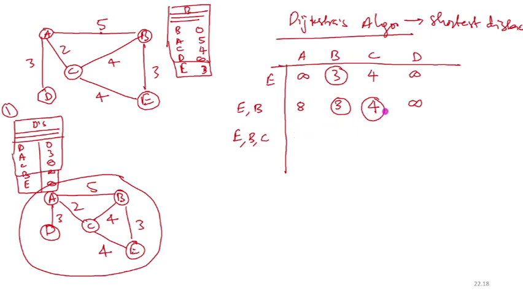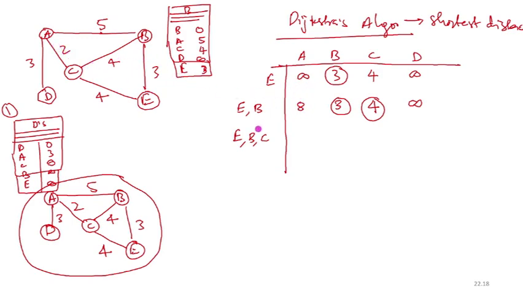So once we have considered E, B and C, from C can we go to A? Yes, we can go to A. So from C to A it is 2. Okay, so we need to find out this path basically. So here it is E to B is 3, then 4 is 7 and 2 is 9. So 9 is the weightage.